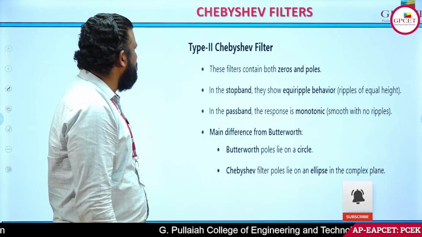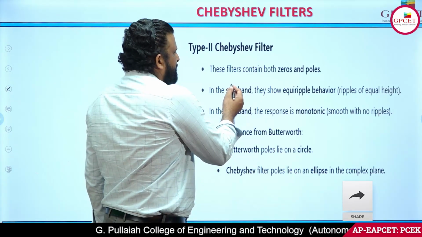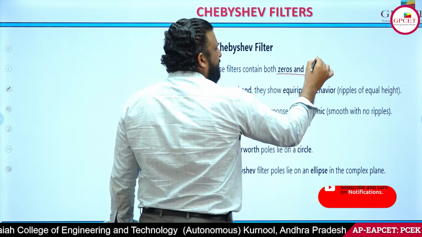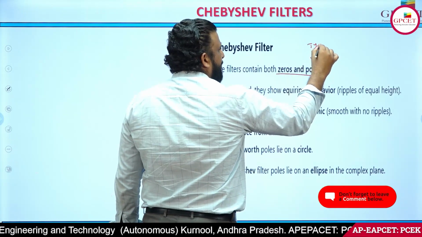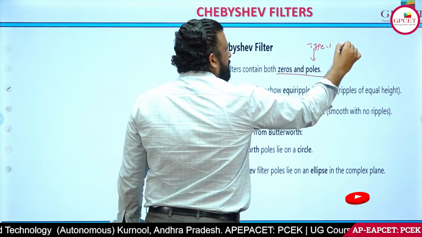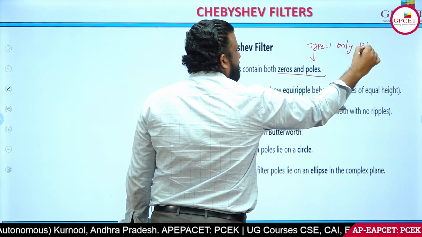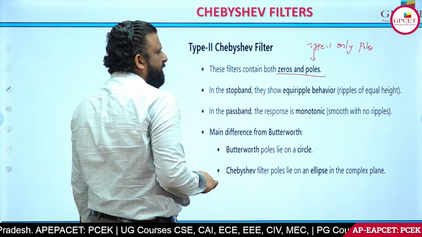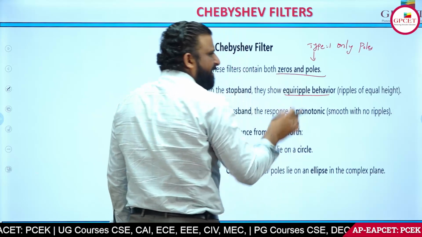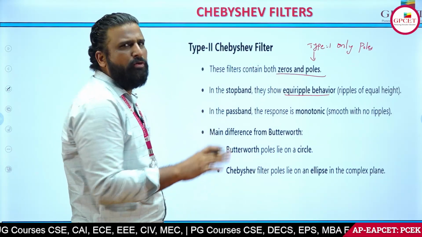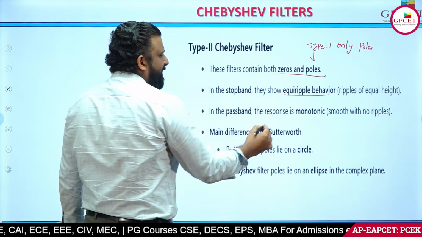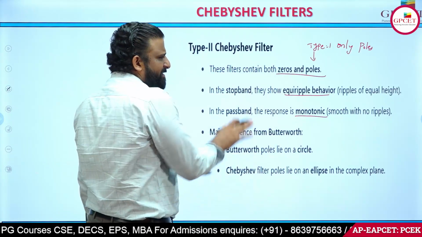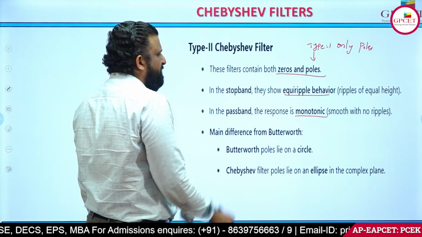Similarly, we will see the type 2 Chebyshev filter, which is quite opposite. This filter contains both zeros and poles, whereas type 1 has only poles. And see here, in the stop band it shows equiripple behavior, whereas in type 1 Chebyshev it is monotonic. In the passband the response is monotonic, whereas in type 1 it is equiripple, just the opposite of type 1.